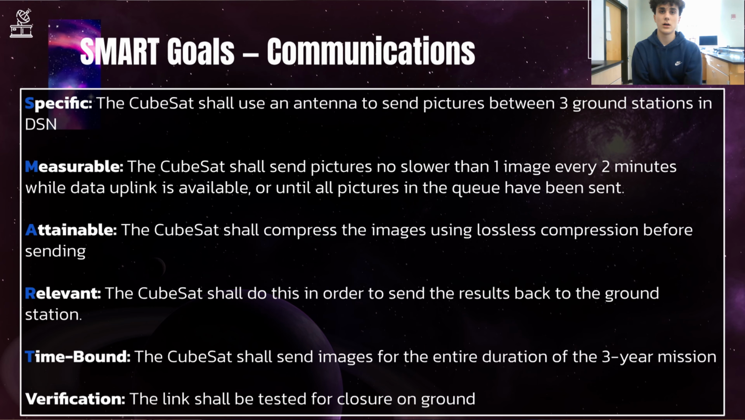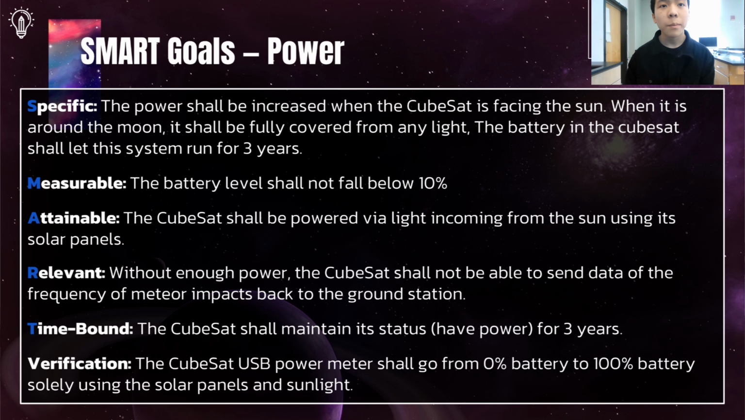As for our verification for communications, the link shall be tested for closure on ground. The power shall be increased when the CubeSat is facing the sun, and when it is around the sun, it shall be fully covered from any light. The battery in the CubeSat shall let this system run for 3 years, and the battery level shall not fall below 10%. The CubeSat shall be powered via light incoming from the sun, using the solar panels.